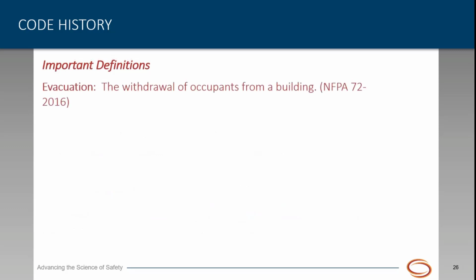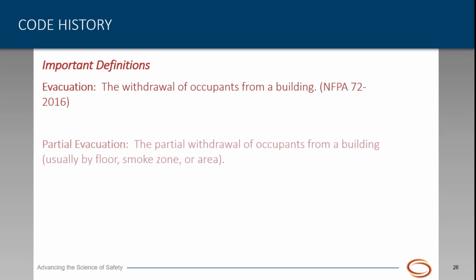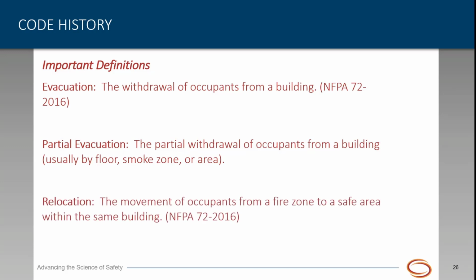It's important to understand terms related to evacuation. Evacuation is the withdrawal of all occupants from the building. Everybody exits the building. Partial evacuation is just a partial withdrawal of the occupants, but the people do leave the building. They are instructed, so that might be those 3 floors of a high-rise building that are instructed to leave the building. But if they're instructed to go anywhere else, that's relocation.